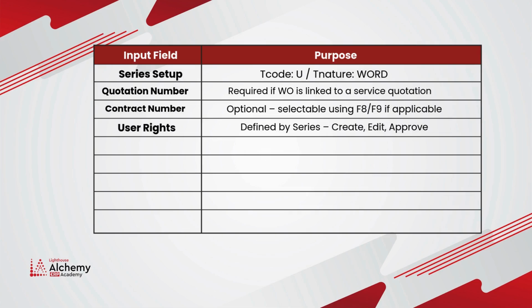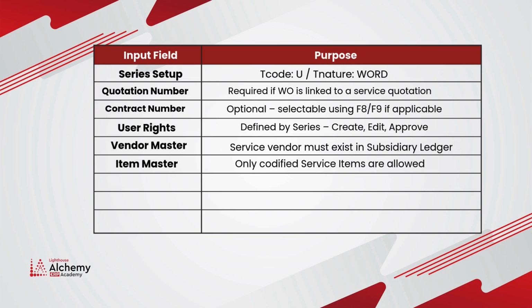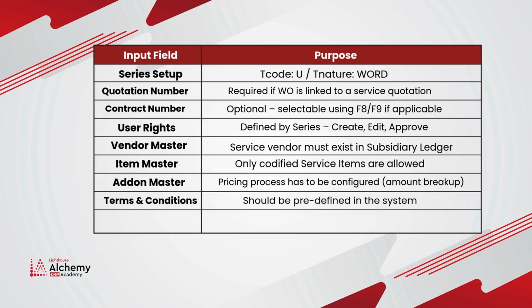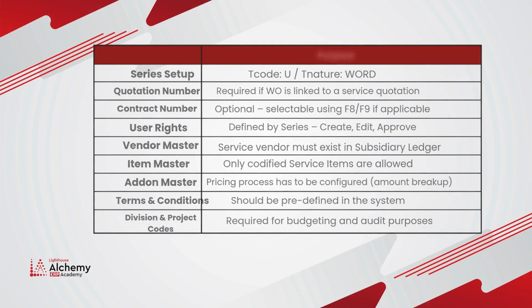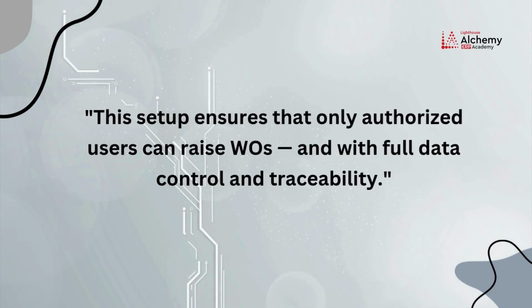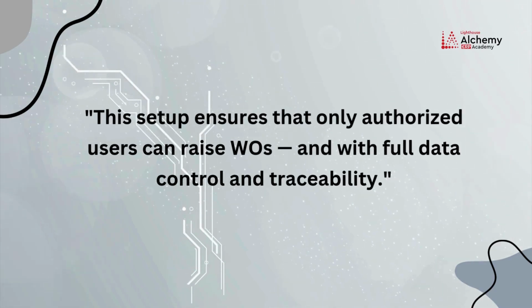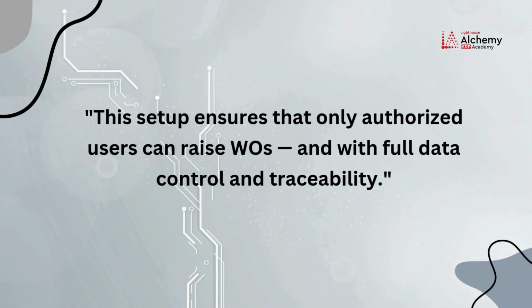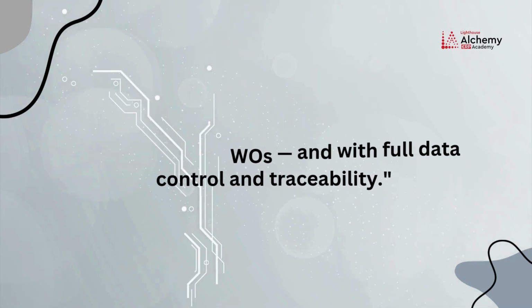Create, edit, approve. Vendor master. Service vendor must exist in the subsidiary ledger item master. Only codified service items are allowed. Add-on master. Pricing process has to be configured. Amount breakup, terms and conditions should be predefined in the system, with division and project codes required for budgeting and audit purposes. This setup ensures that only authorized users can raise work orders, with full data control and traceability.